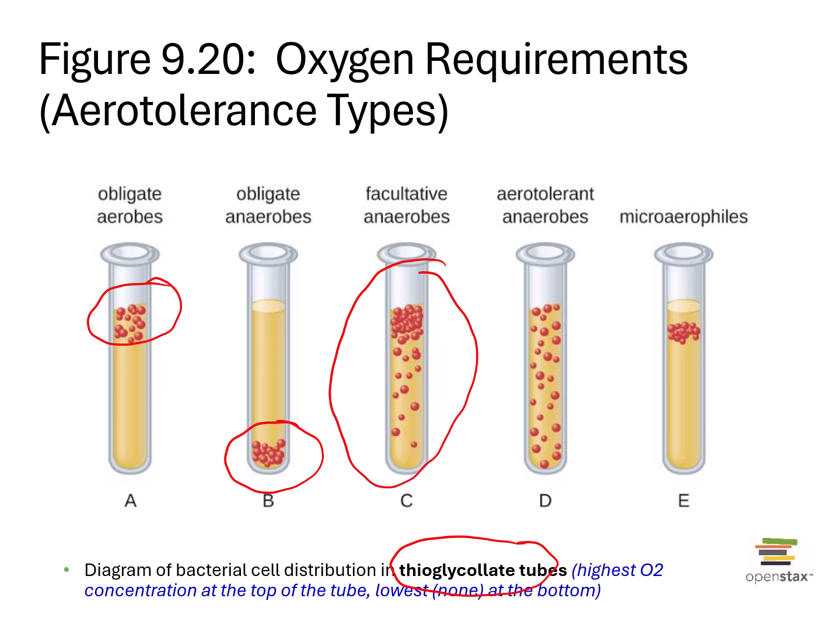Facultative anaerobes grow throughout, but densest at the top. Aerotolerant anaerobes grow throughout, but sparse everywhere. And microaerophiles will grow just below the top, where oxygen concentrations are lower. So thioglycolate medium is a great lab tool for determining bacterial aerotolerance types.